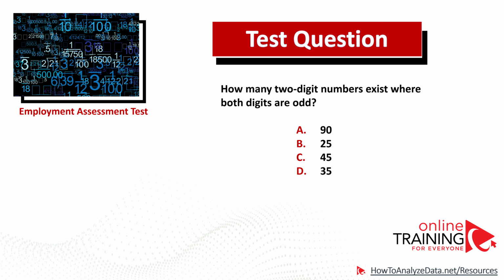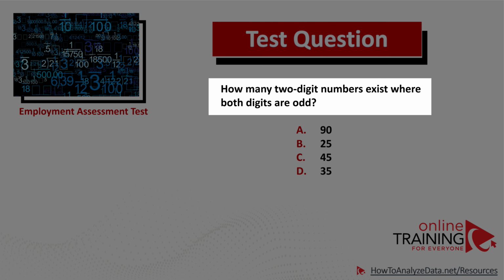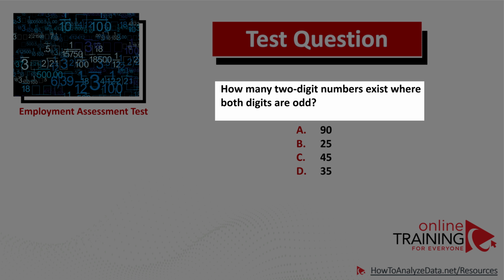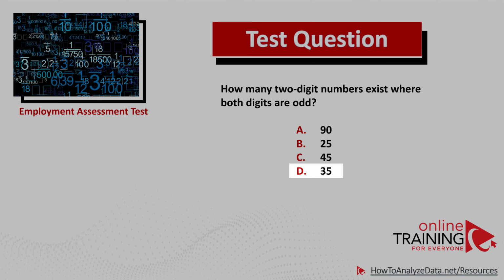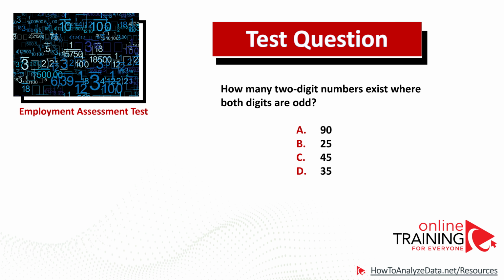Let's look at the short, but at the same time very tricky question that we frequently see on the test. How many 2-digit numbers exist where both digits are odd? And you have 4 choices. Choice A, 90. Choice B, 25. Choice C, 45. And choice D, 35. Do you think you know the answer? Let's see how we can get to the correct solution together.